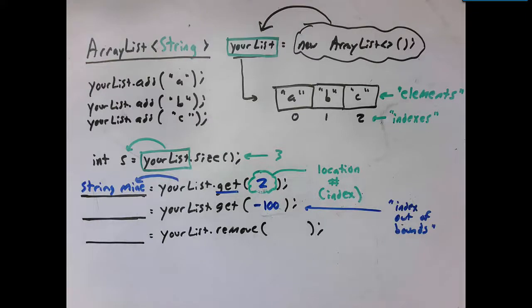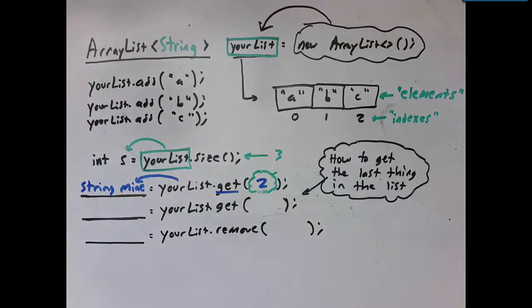Hopefully that name sort of makes sense. Index is a location. Out of bounds means that it's not inside the valid locations for our list. So if you ever see an index out of bounds exception, that just means it's an error where you've asked for a location that doesn't exist.